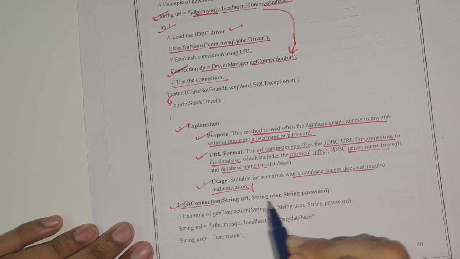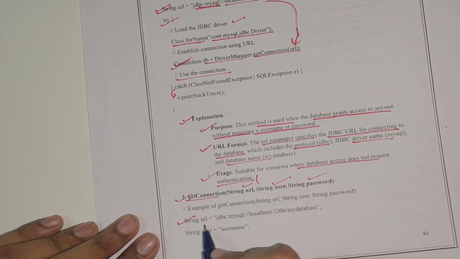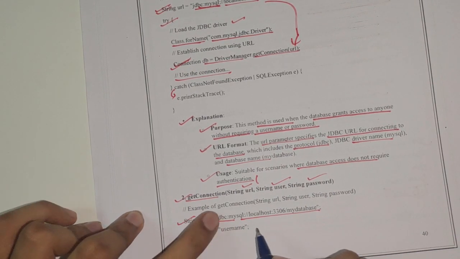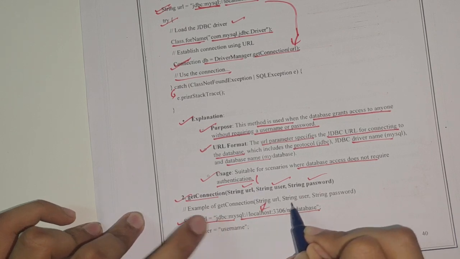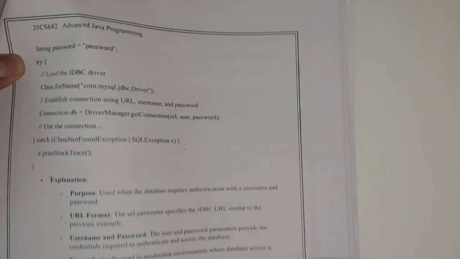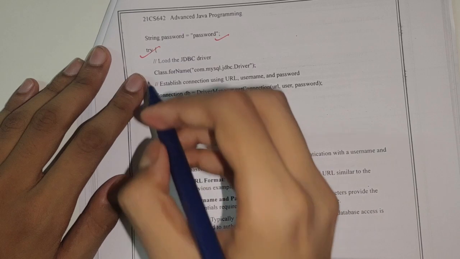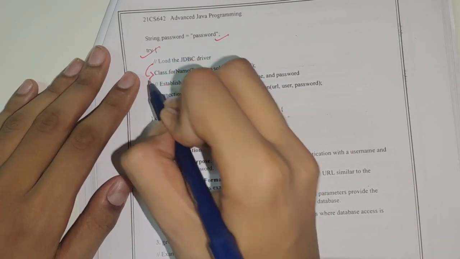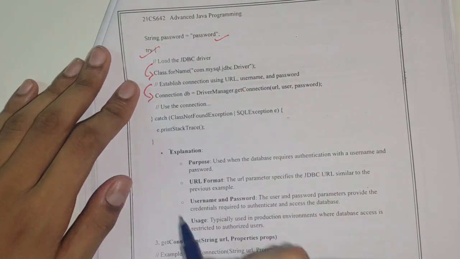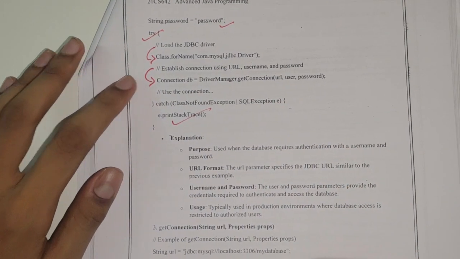Next is the getConnection method using string URL, string user, string password. In the string URL, you are passing the entire URL itself, that is jdbc:mysql localhost my database. You are passing the user as username, and the password as password. Then it tries to execute Class.forName for loading the JDBC driver. Establishing a connection is done. Then if some error is there, e.printStackTrace.